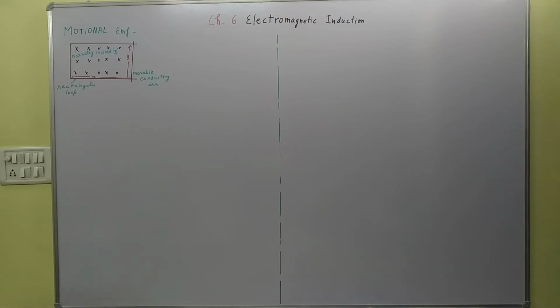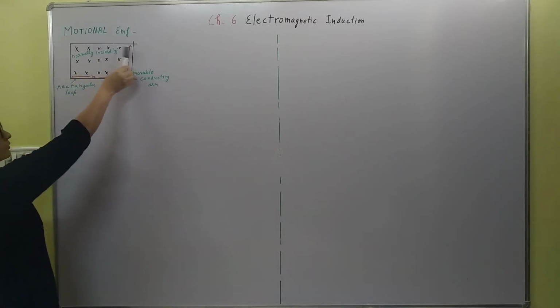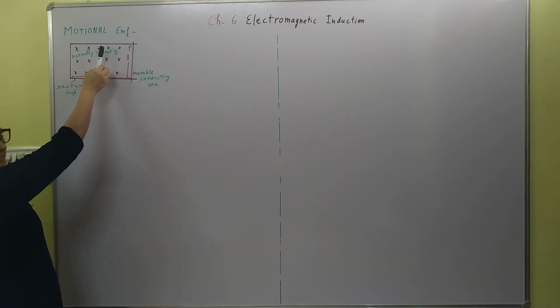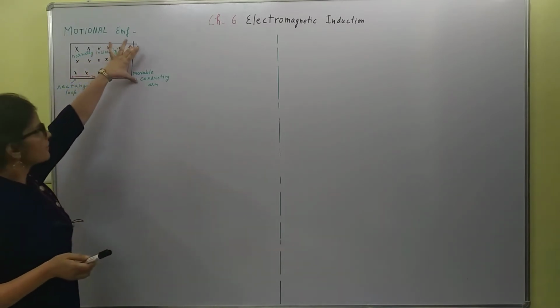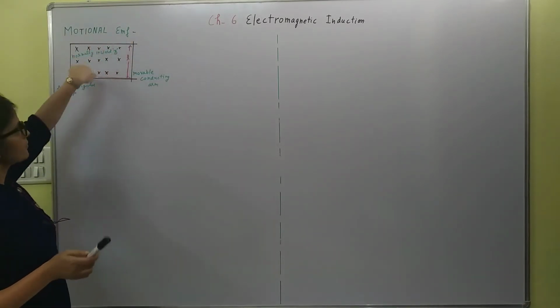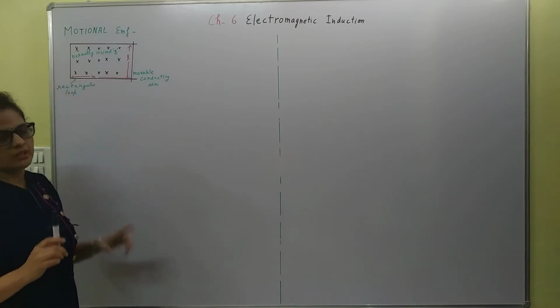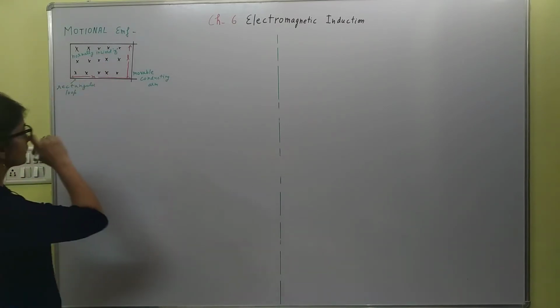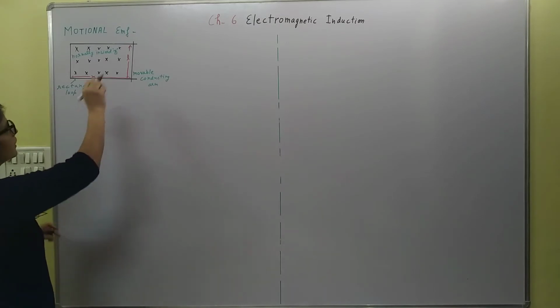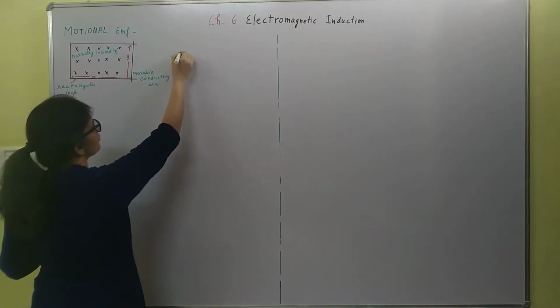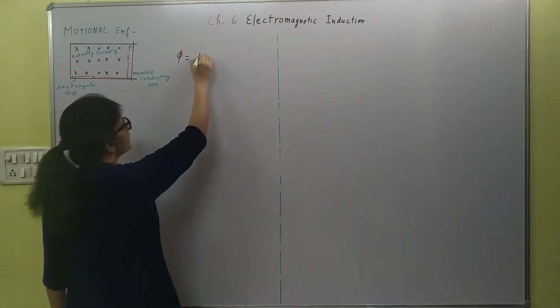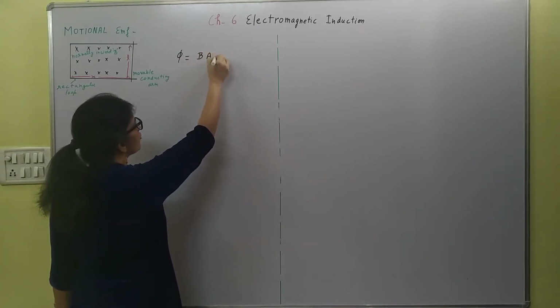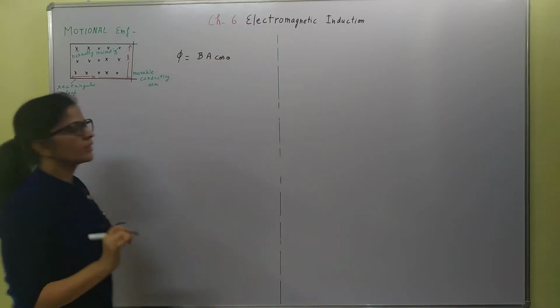So when this movable arm is moving on this rectangular loop, the effective area which is under the effect of the magnetic field is changing. That's why there is a production of induced EMF in this arm, and since the circuit becomes closed, there is a production of induced current in this circuit. We will calculate this using the formula for flux. The basic formula for flux is B A cos theta, right?